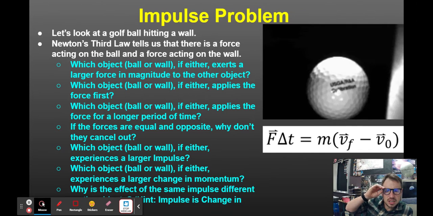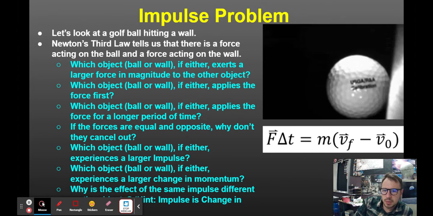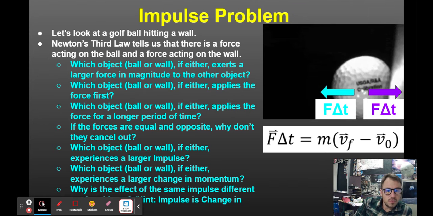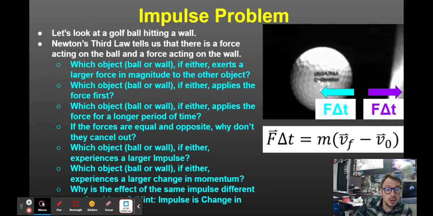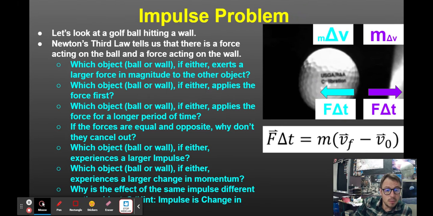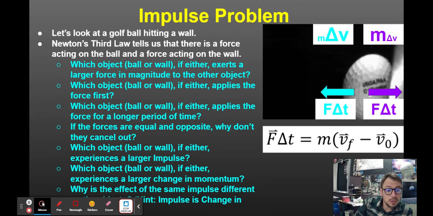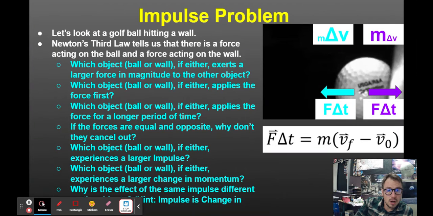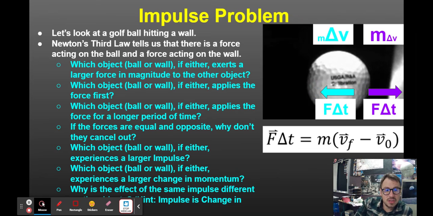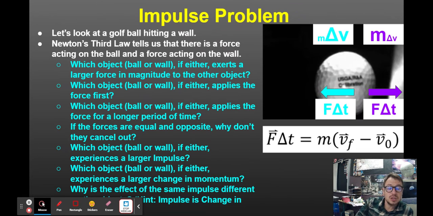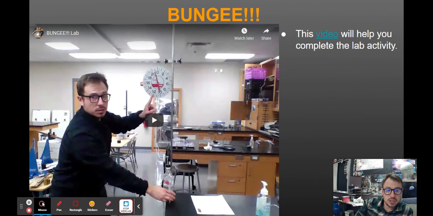But let's look at this last part, though. Why is the effect of the same impulse different on the different objects? So let's take a look at this. We know that the forces are opposite and equal. We know those forces are applied for the same amount of time. So the impulses applied to each are the same. However, since change in momentum is two different variables, that wall has a lot more mass than the golf ball. So the change of velocity is going to be low, as opposed to the golf ball, which has a small mass and the change of velocity is going to be higher.